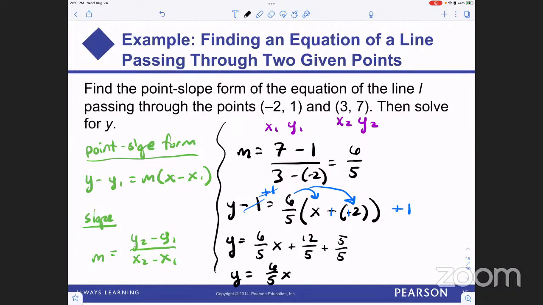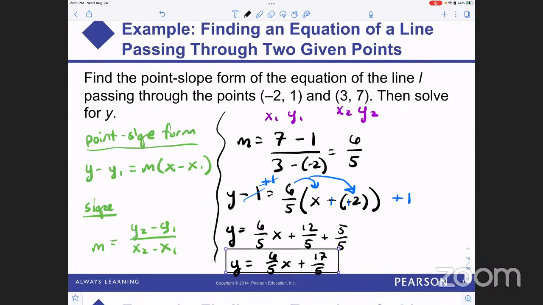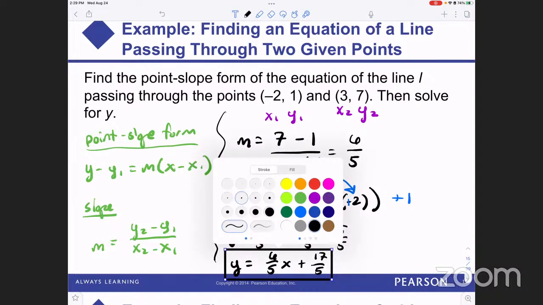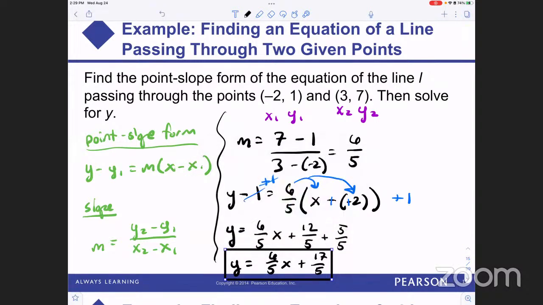6 over 5x plus 17 over 5. Let me do it like this. This is our y equals. So this is what's recommended. Stuff like this is what was recommended goes into your notebook, where you have a copy of the original question, you have all the supporting work or details, and then your final answer in a box.